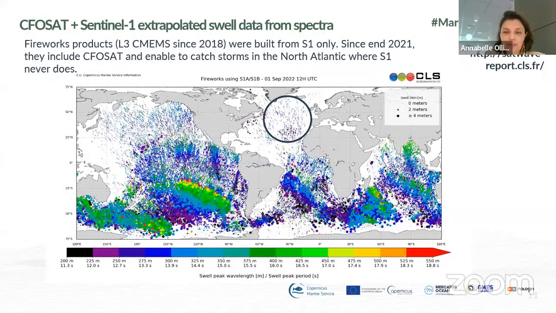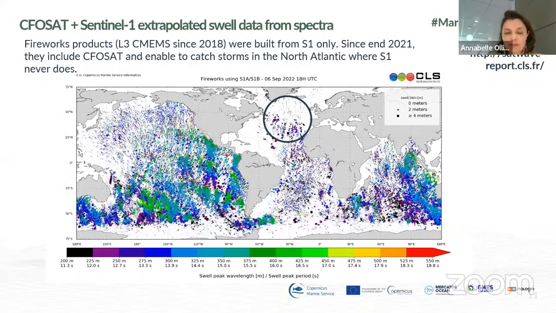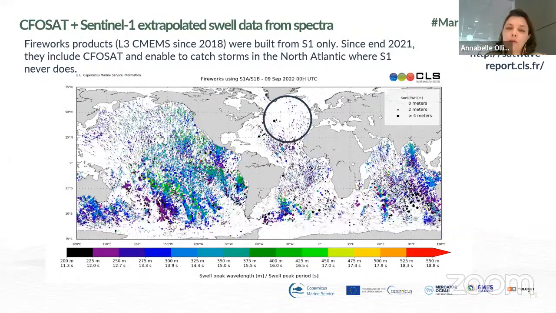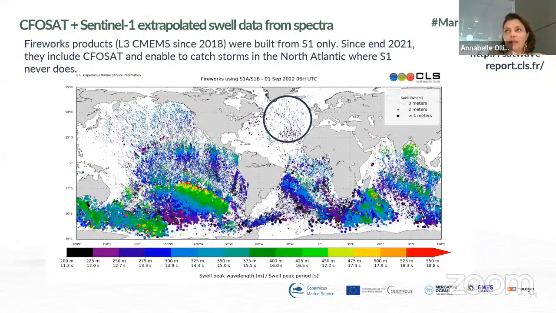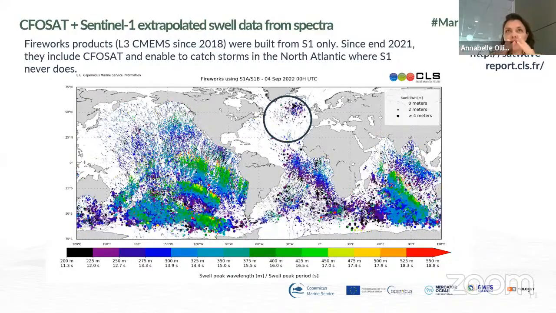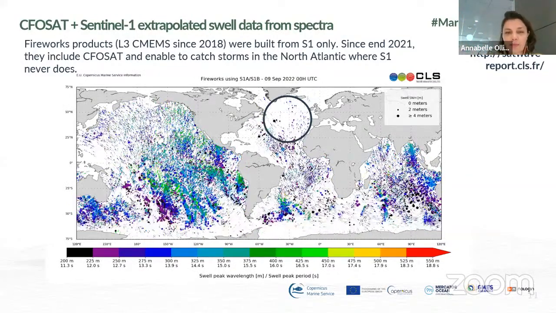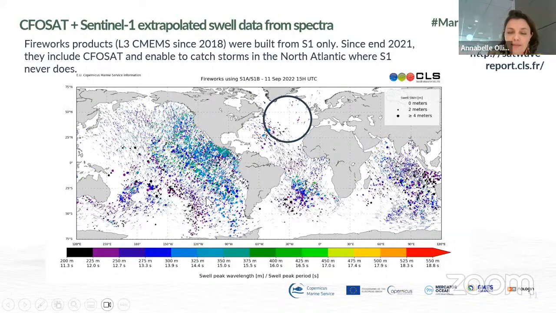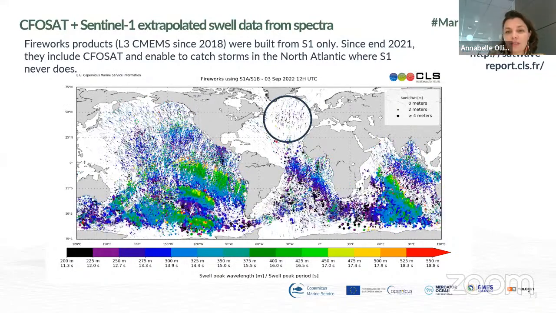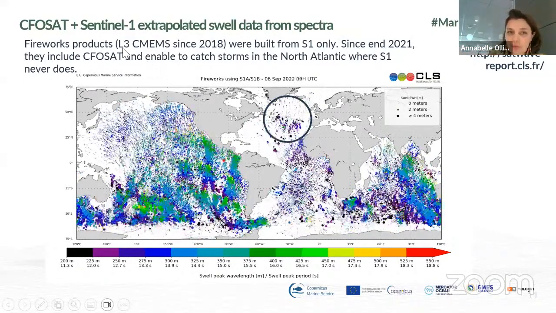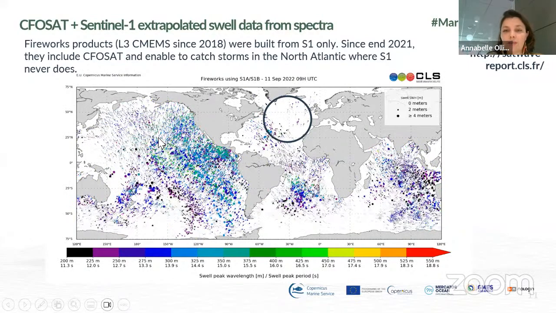And in the CMEMS catalog, you will have this information of swell propagated outside from the along track data. So when there is a storm somewhere, we know that it will activate waves that will propagate across the oceans, with strengths and wavelengths that will vary in time. So this is built. These are the L3 CMEMS products, and they are built with Sentinel-1 data, which is a SAR imaging data.